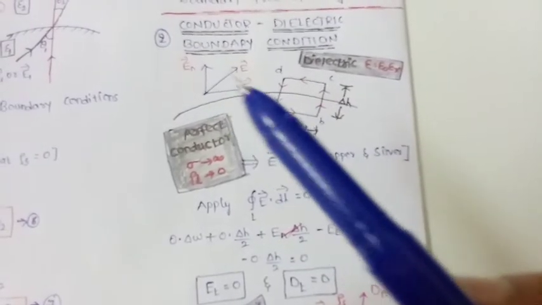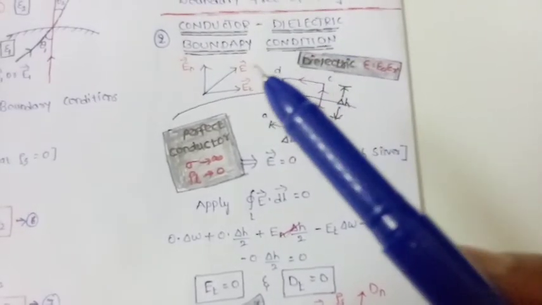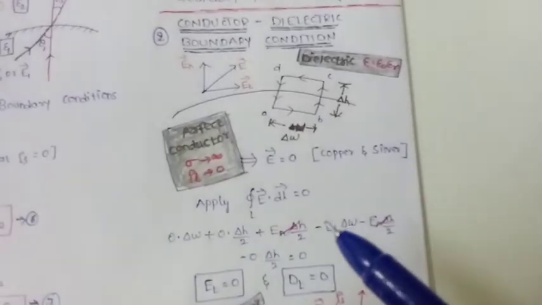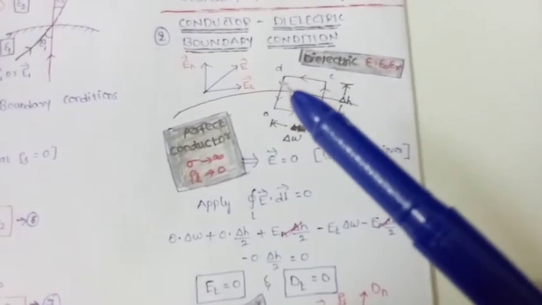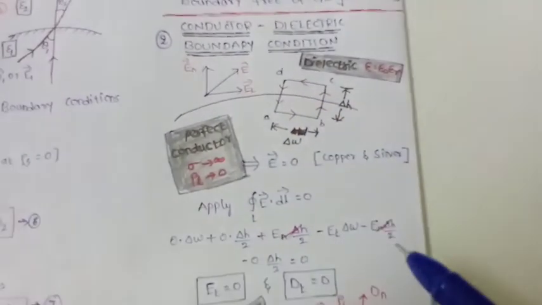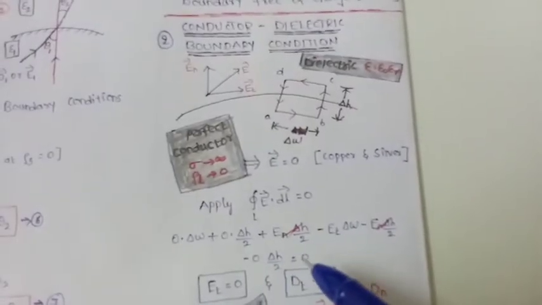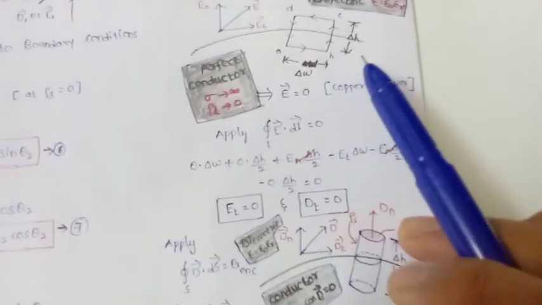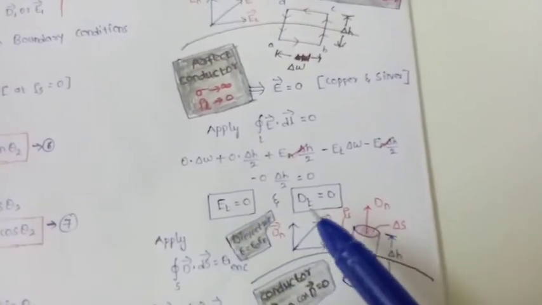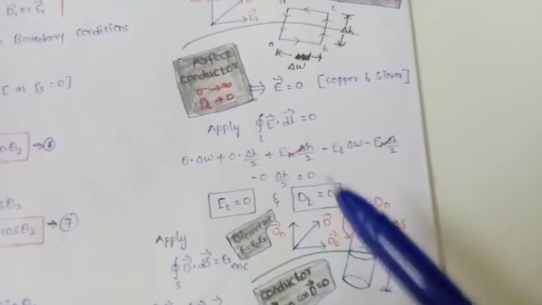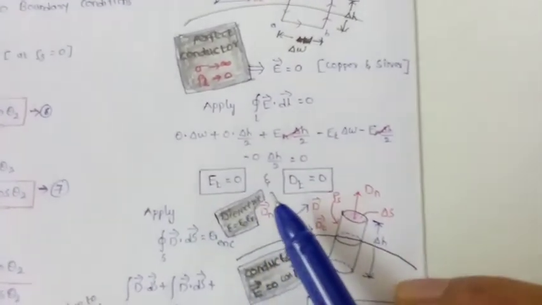The normal direction: En delta h by 2, minus, if you observe C to D, it is going in the opposite direction of the tangential component, Et delta w, minus D to A. Here it has minus En delta h by 2, here it has 0, therefore minus 0 delta h by 2, which is equal to 0. Once again these two get cancelled. Then finally we have Et is equal to 0. Since Et is equal to 0, Dt is also equal to 0. That means tangential components are equal to 0 in conductor to dielectric.